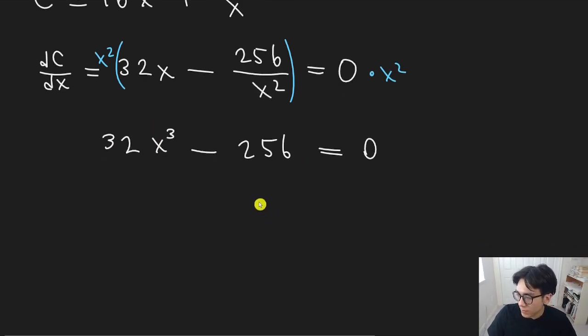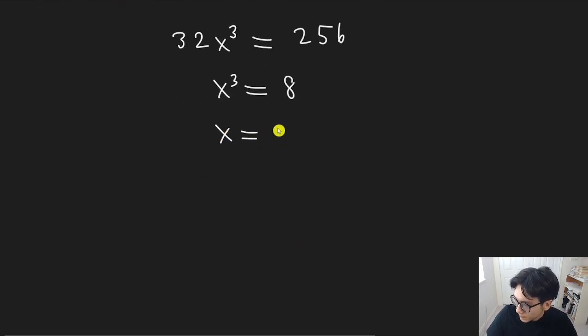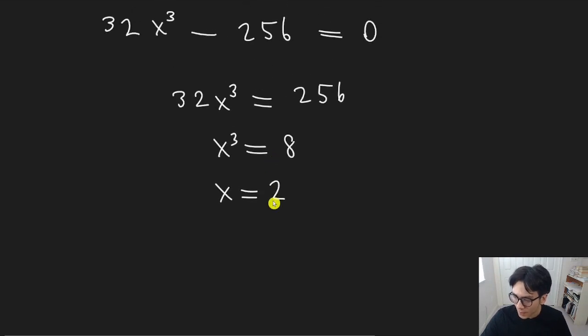And the simplest way to solve it is just to isolate x cubed and then take the cube root. So I'm going to move this 256 over. Then divide by the number in front, 32. You get 256 divided by 32, which turns out to be 8. And then we take the cube root of both sides. The cube root of 8 is 2. Okay, so this is our only critical point. And intuitively, it makes sense that we could expect this to be the final answer. This is going to be the optimal x for the minimum cost.